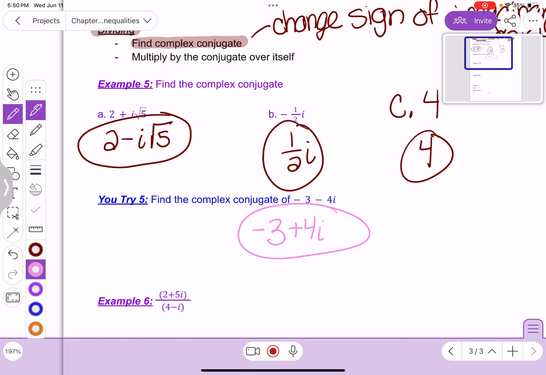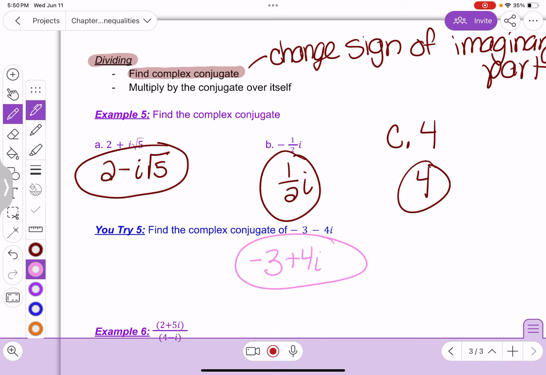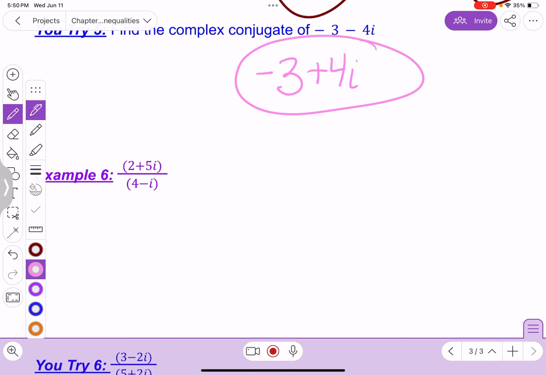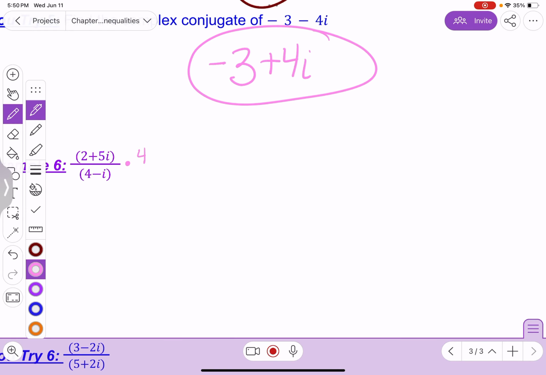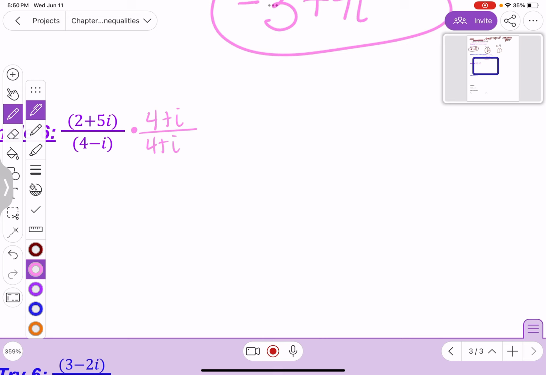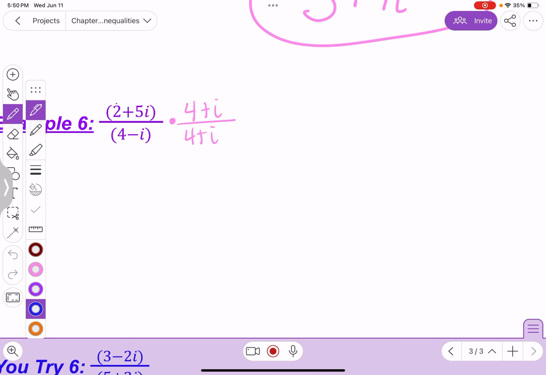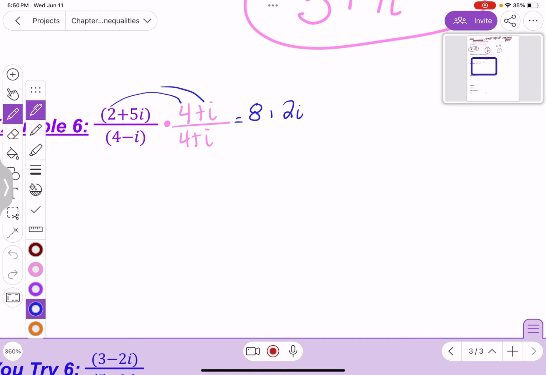All right. So when you divide, it's just like when we were rationalizing the denominator. You're going to make a fraction of the conjugate over itself and then FOIL. So instead of 4 minus i, I'm going to multiply by 4 plus i over 4 plus i. And then I FOIL the top and the bottom. So 2 times 4 is 8. 2 times i is 2i. 5i times 4 is 20i. 5i times i is 5i squared.